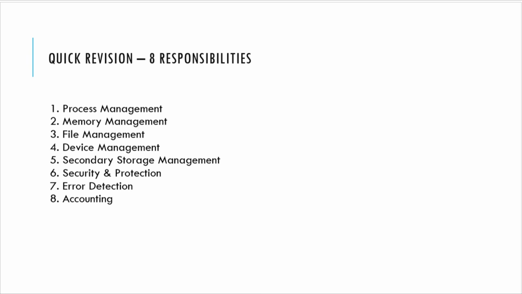So let's quickly revise today's class. The operating system performs 8 major responsibilities. The first one is process management, the second is memory management, third is file management, fourth is device management, fifth is secondary storage management, sixth is security and protection, seventh is error detection, and finally accounting.